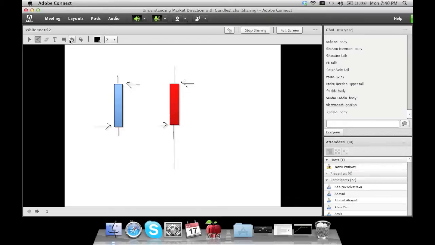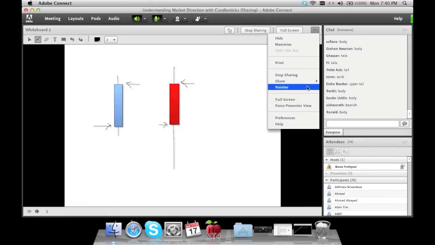So this started in the 18th century. This is a new way of looking at the markets. Before, it was just a whole bunch of lines going up and down, which is what we call the line chart. And then this was brought into the game, and all the data is consolidated into one candle, and it makes sense. So let's get back to the screen sharing.